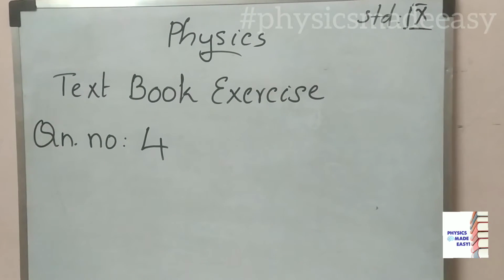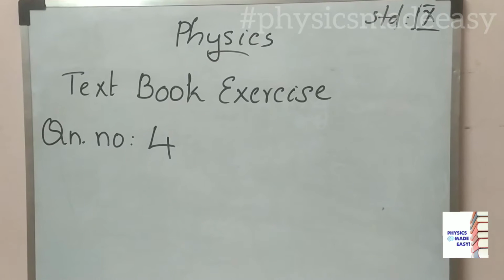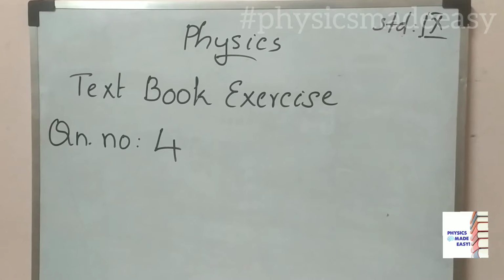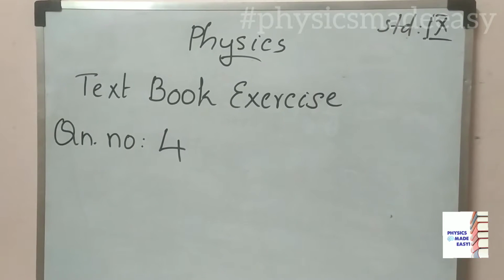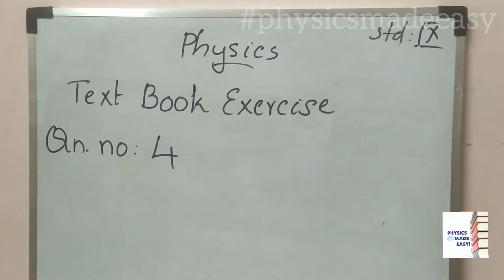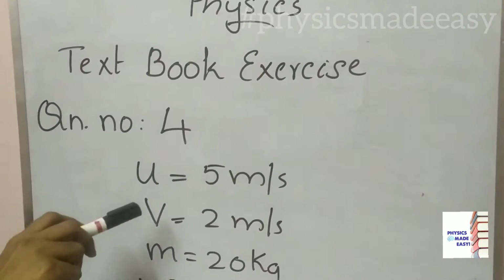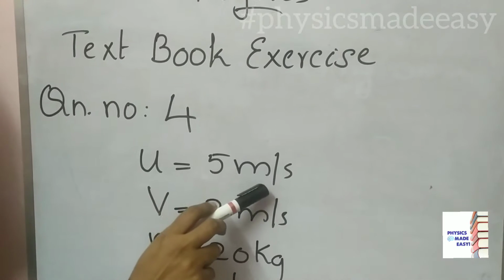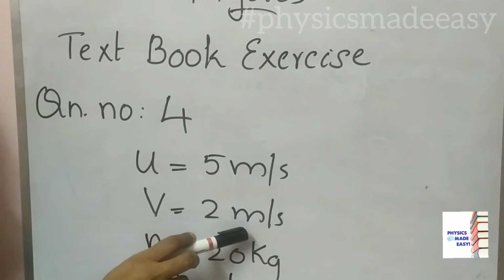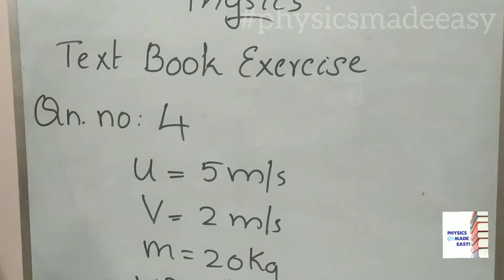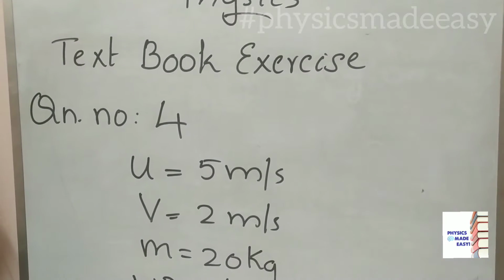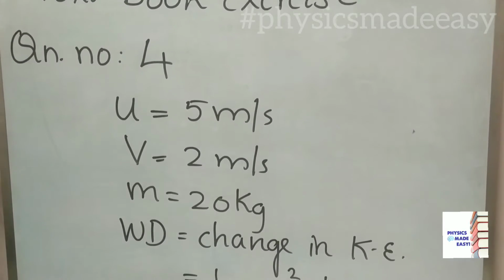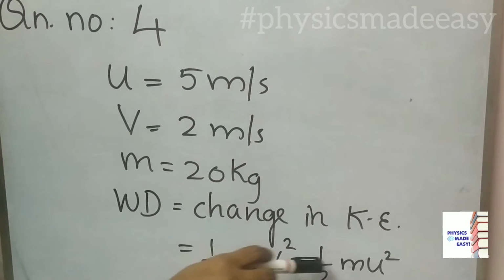A certain force acting on a 20 kilogram mass changes its velocity from 5 meter per second to 2 meter per second. Calculate the work done by the force. Here the velocity is changing from 5 meter per second to 2 meter per second, so we have to find the work done for that change in velocity. Children, you know work done is equal to change in kinetic energy, final kinetic energy minus initial kinetic energy.